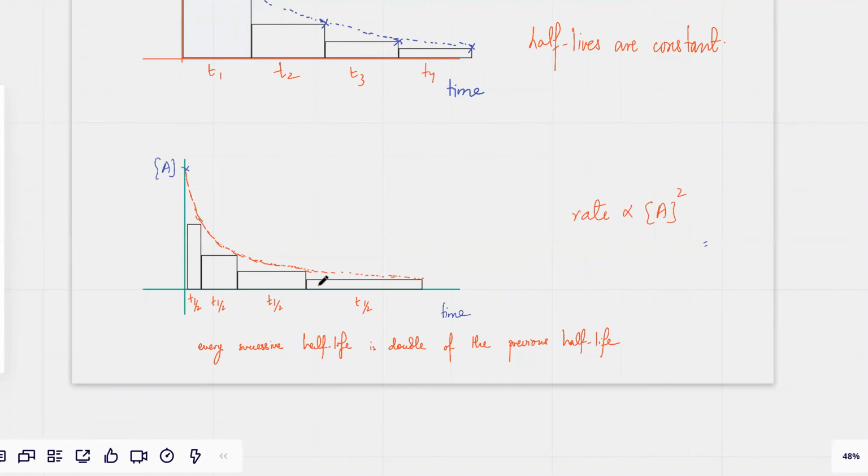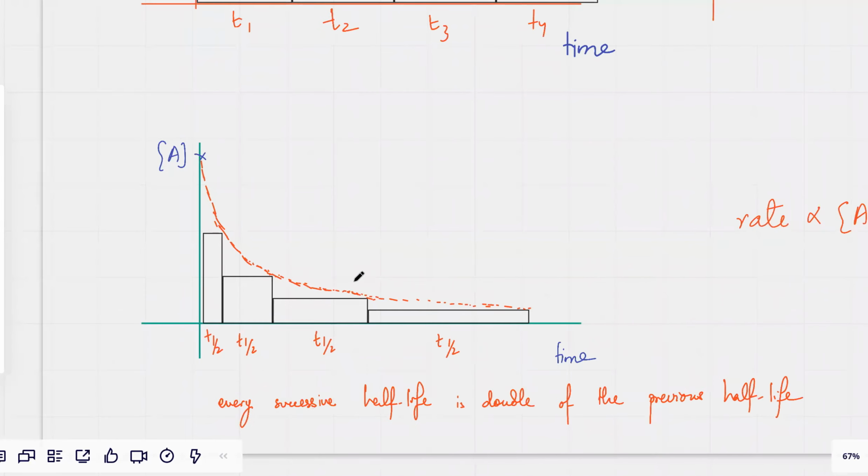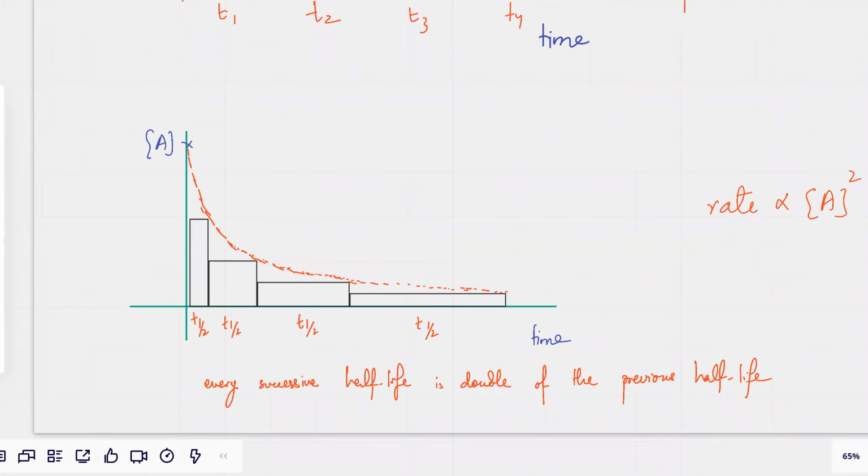So it's going to slow down and take a longer and longer time to finish. As A's concentration drops, the time required for the reaction to finish just keeps on stretching. Every half-life would be double the previous half-life. Every time A's concentration decreases, the reaction slows down by a lot. Is this clear, everyone?